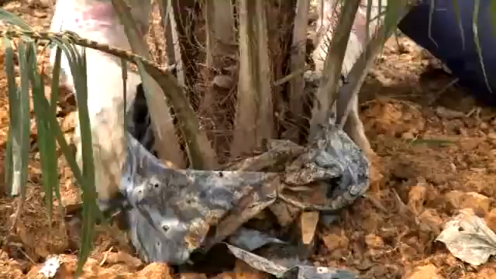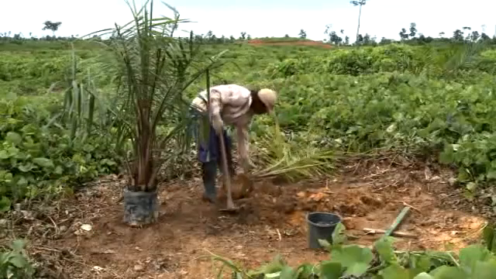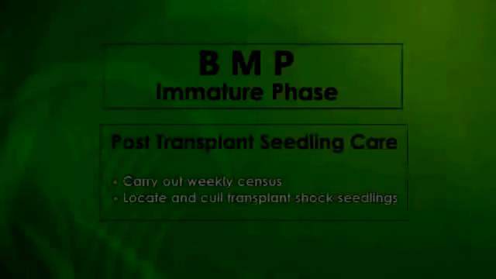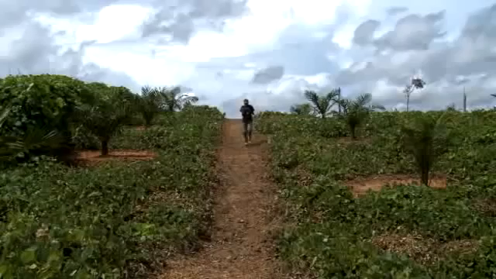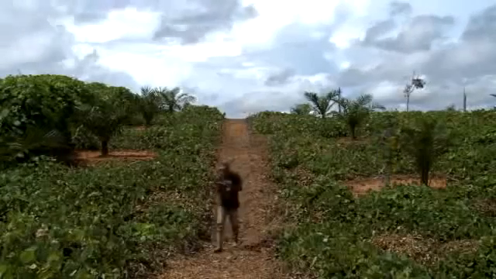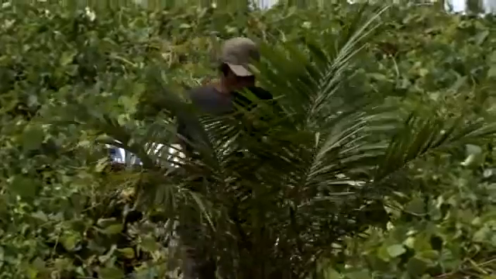Seedlings are planted and a weekly census is carried out to locate, cull, and replace seedlings with transplant shock, ensuring a full palm stand. 2 to 4 rounds of palm census at 6 or 3-month intervals are required to document the stand per hectare and identify areas that require additional supply.